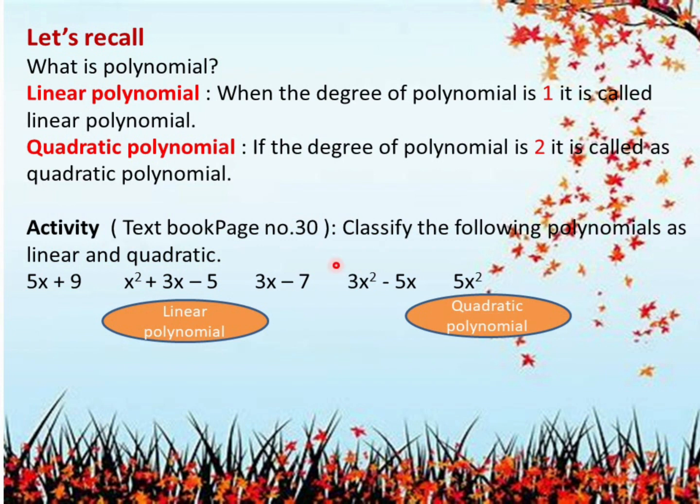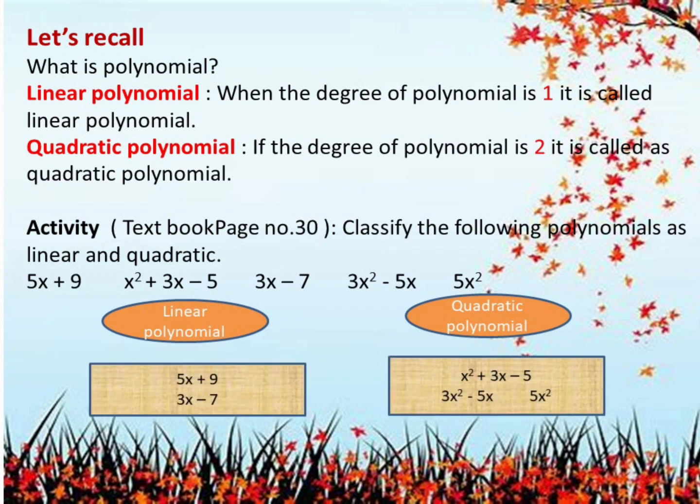Here you can see the 5x plus 9, the degree is 1. So definitely it will come under linear. X square plus 3x minus 5, the degree is 2. So it will go to quadratic polynomial. 3x minus 7, once again degree 1. 3x square minus 5x, it is degree 2, so quadratic. 5x square degree is 2, it will come under quadratic polynomial. Easy?